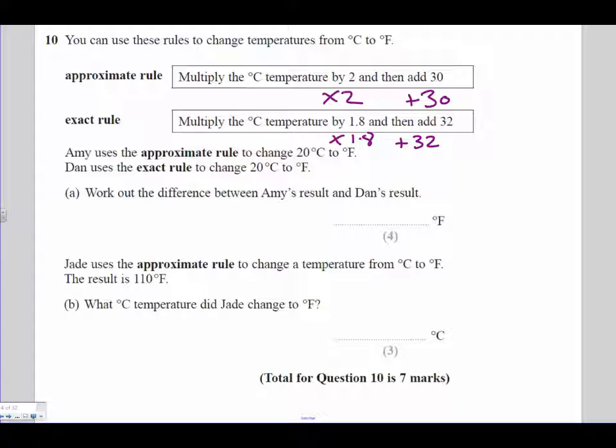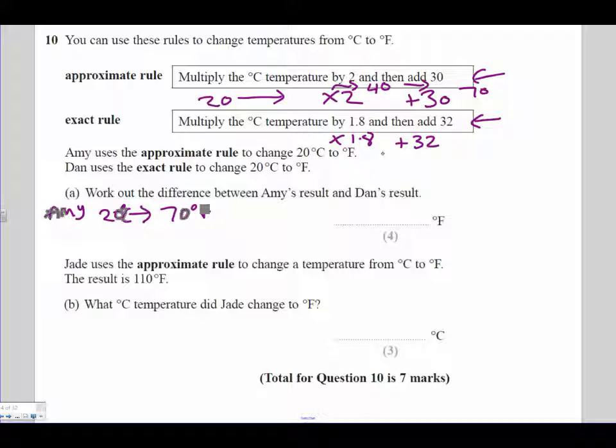So this is a test of basic number manipulation with the approximate rule and your ability to manipulate decimals with the exact rule. So let's quickly look at Amy's then. We put in 20 into our function machine. We multiply it by 2 and we end up with 40. And then we add the 30, so 70 comes out of the other side. So when we put 20 in, degrees C, we get 70 degrees F for Amy.